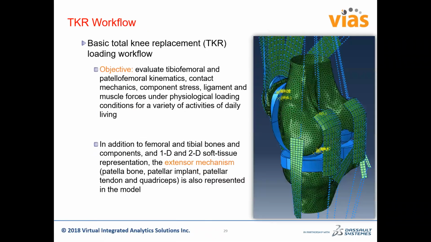The last and the most complicated workflow we have is the basic total knee replacement workflow, where we analyze the whole knee joint mechanics during different activities of daily living. One additional thing which is included in this TKR workflow is the patella side. So we include, along with the femoral and tibial bones and components, the 1D and 2D soft tissue representation. We also include the patella bone, patella implant, patella tendon, and quadriceps.